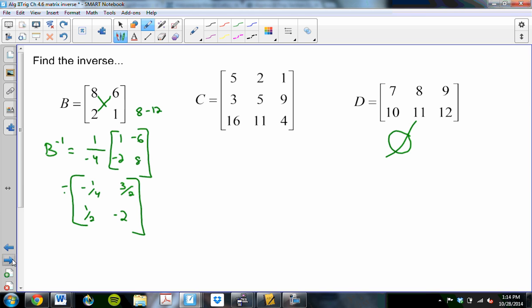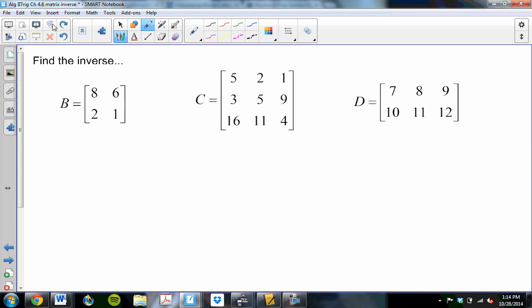Find the inverses of these. Let's do it. Take a second, pause, find the inverse of these. I could have done that too. I could have paused. Here I go.